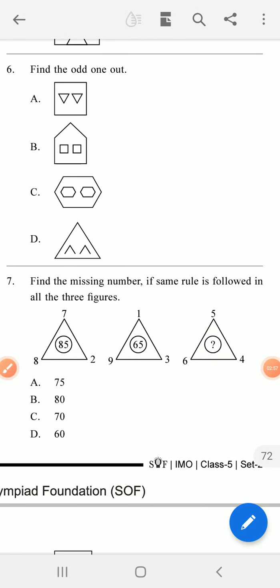Find the missing word if the same rule is followed in all the 3 figures. So what is the rule coming? 7A is the answer.